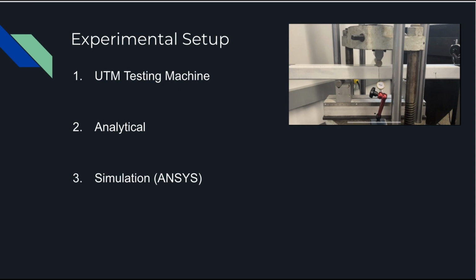So here is the experimental setup. First, we used the UTM testing machine to calculate the deflection of the hollow beam. And second, we calculate the deflection by using the analytical method by hand. And finally, we can get the simulation data from the ANSYS program.